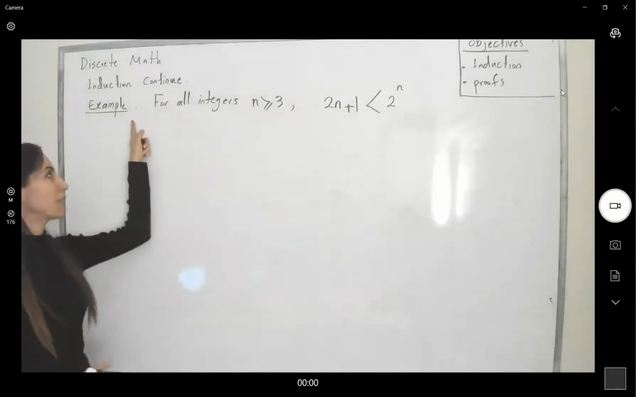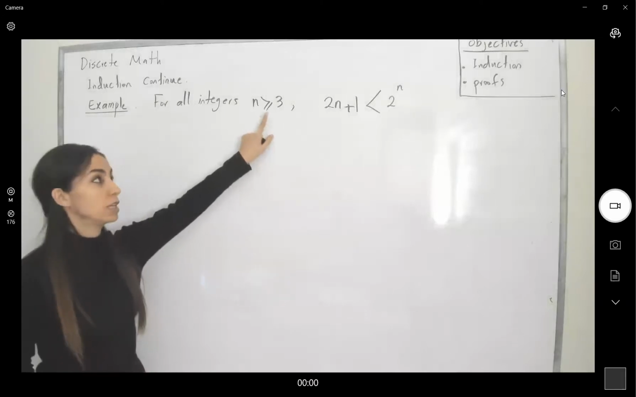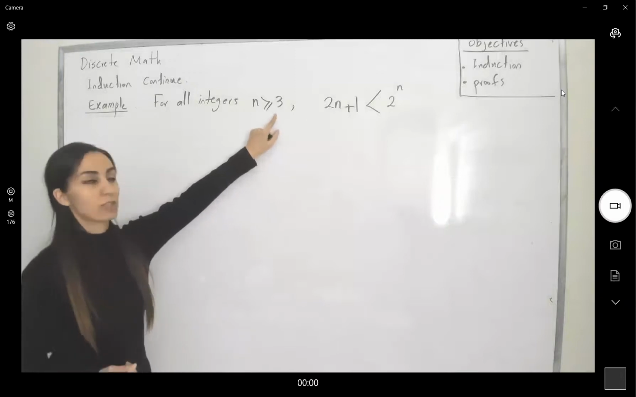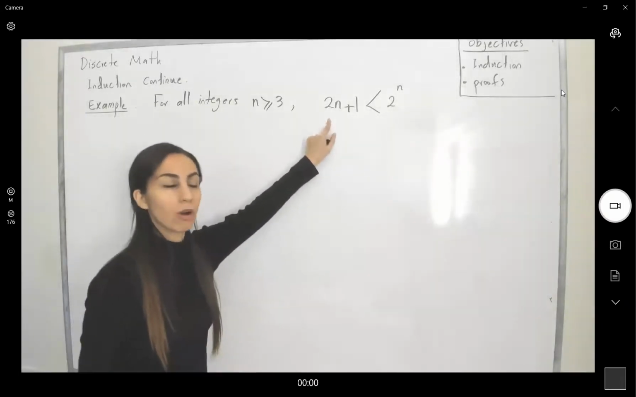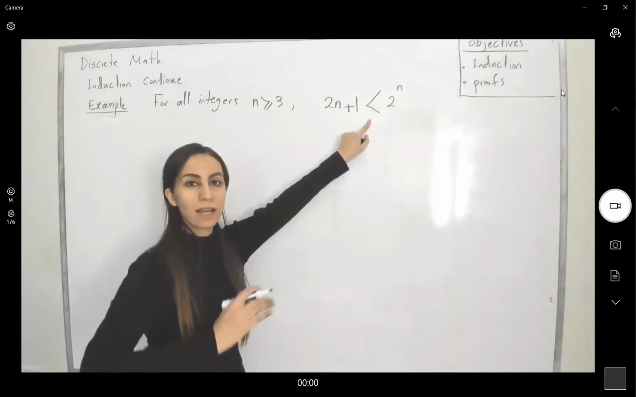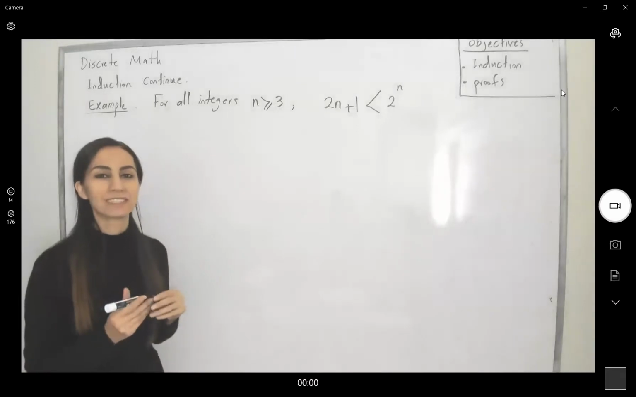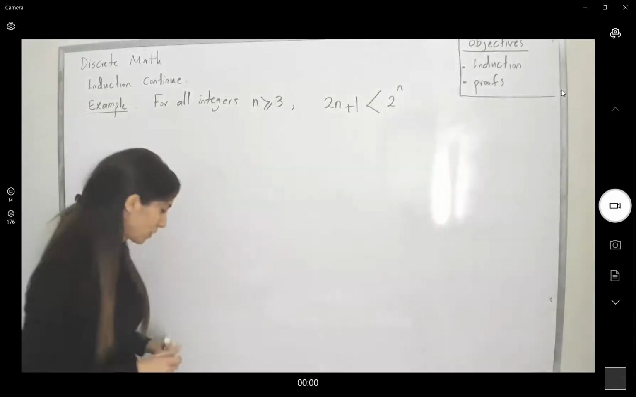So our last example: for all integers n greater than or equal to 3. The domain says we're not starting at 1, we're starting at 3. The statement says 2n plus 1 is always less than 2 to the n. We're going to try to prove this. How do we prove this? We're going to use induction.